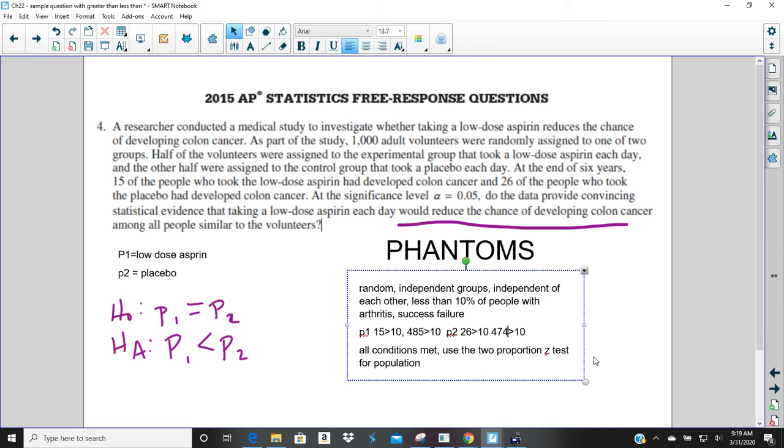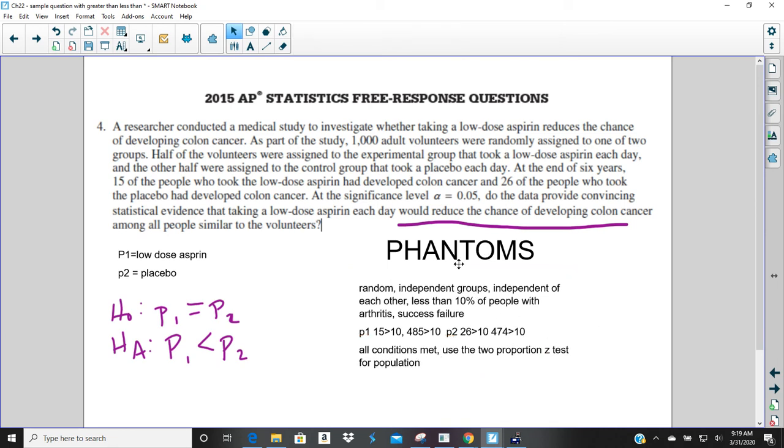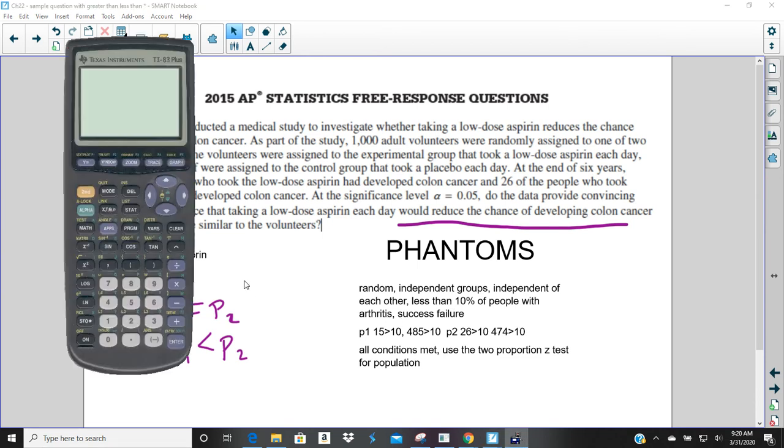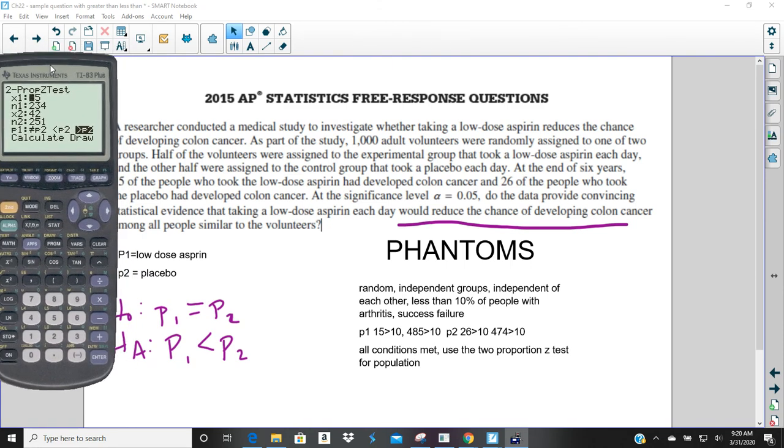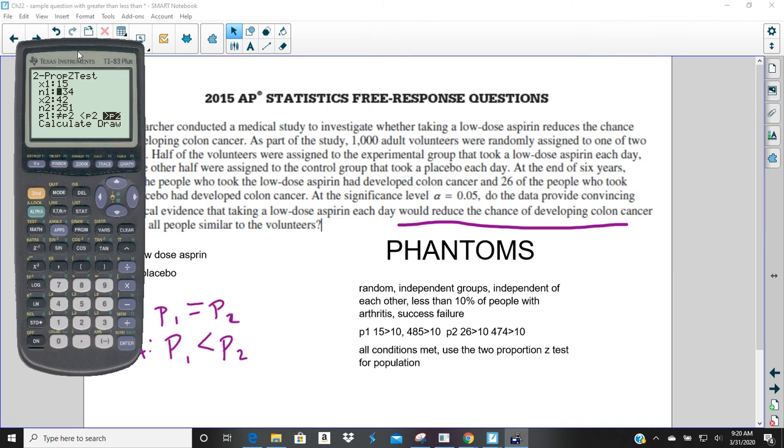We're going to use a two-proportion z-test for the populations. So now we just named it. So now let's do the test. Let's go to stat tests. We're going to go to the two-proportion z-test. I'm going to put in my data. So it was 15 out of 500, and then we had 26 out of 500. And in this case, P1 is less than P2. And I'm going to calculate it.